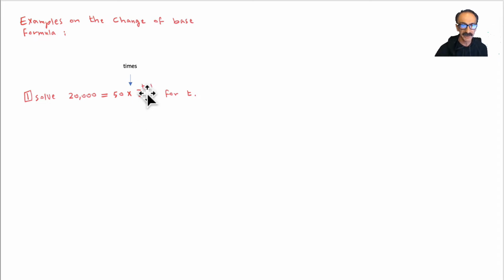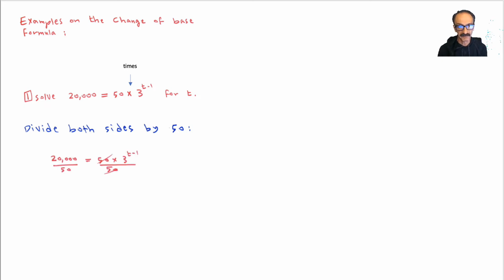Reaching t is not quick. It's not like simple algebra. So let's get rid of 50 first out of our way. We're going to divide both sides by 50. 50 cancels from the right side. On the left side, simplify 20,000 over 50, cancel a 0, and you end up with 400.